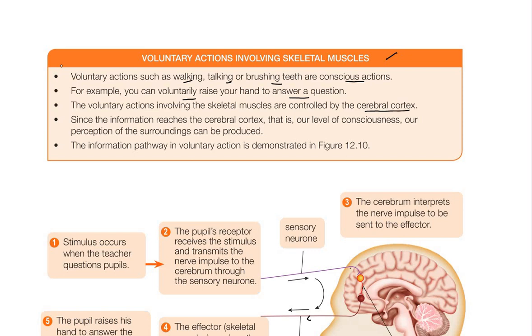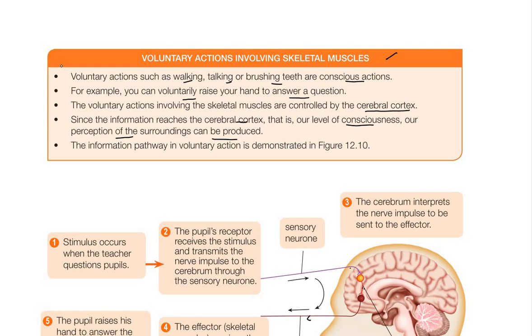So the voluntary actions involving the skeletal muscle are controlled by the cerebral cortex, of course, in the cerebrum. Since the information reaches the cerebral cortex, that is our level of consciousness, our perception of the surroundings can be produced. The cerebral cortex controls a lot of emotions, our higher intelligence, thinking, and so on. That's why our level of consciousness can be produced.